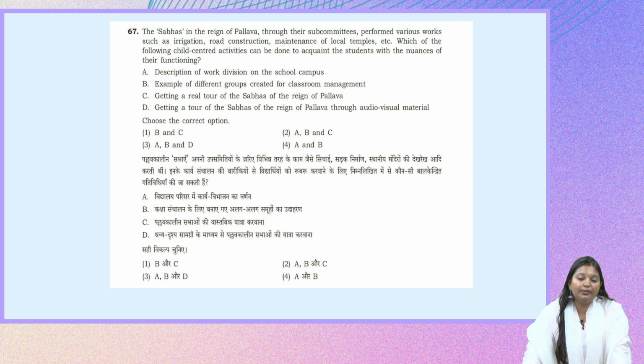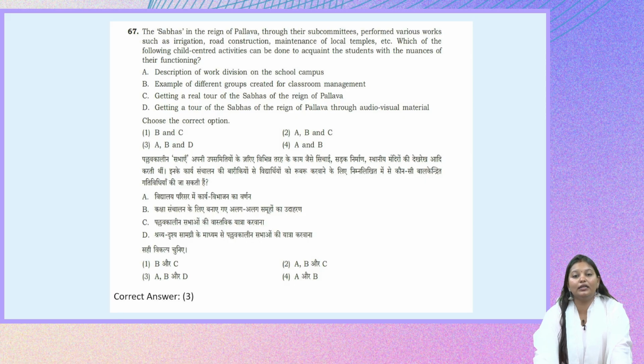Whenever we are unable to take the child due to certain problems to the field, we should try to bring in the simulated aspect of it. Audio visual aids will help us to give them that exposure. So the right answer here will be option 3, that is A, B and D. The next part here that we will be discussing is about what these Pallavas have spoken about and how this concept is important.